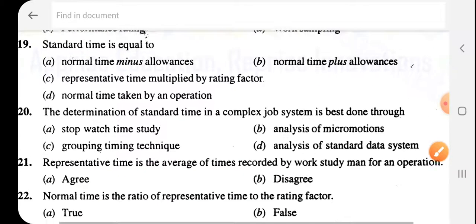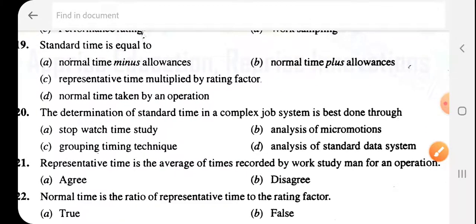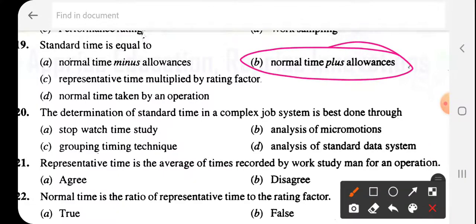Next, standard time is equal to normal time plus allowance. That is the standard time. That's why these both, normal time and standard time, are not equal, because standard time is equal to normal time plus allowance.